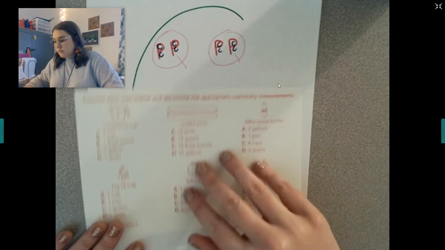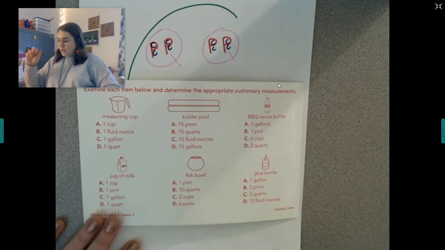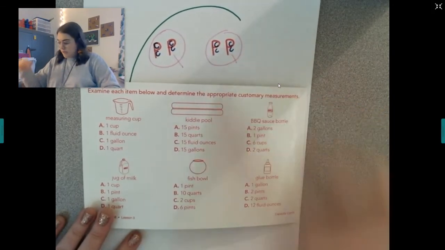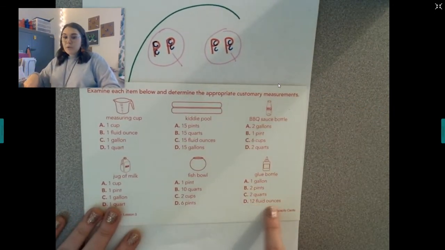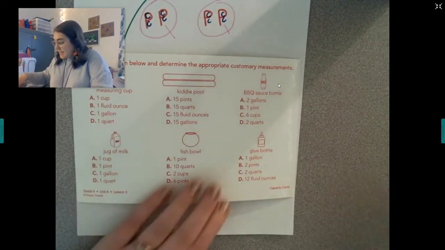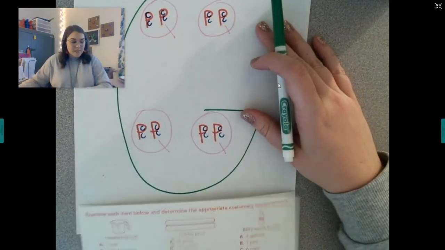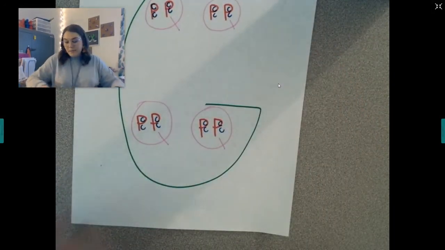2 pints, which would be 2 of these, 2 milk bottles. Seems like a lot. 2 quarts, 2 of the juices. That seems like a lot. 12 fluid ounces. Ooh, like 12 handfuls of pretzels. Considering I've already marked all these off and D is my only answer, I'm going to go with D. All right, my friends.